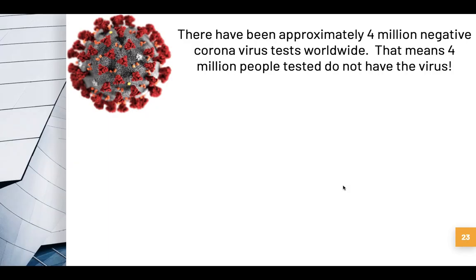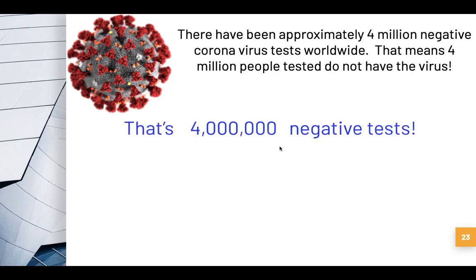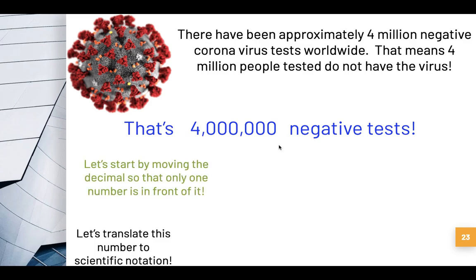There have been approximately 4 million negative coronavirus tests worldwide. That means 4 million people tested do not have the virus. So 4 million looks like this in standard notation. Let's put that in scientific notation. Let's start by moving our decimal until we only have one digit in the front. So our decimal is going to fall right here between the 4 and the 0.